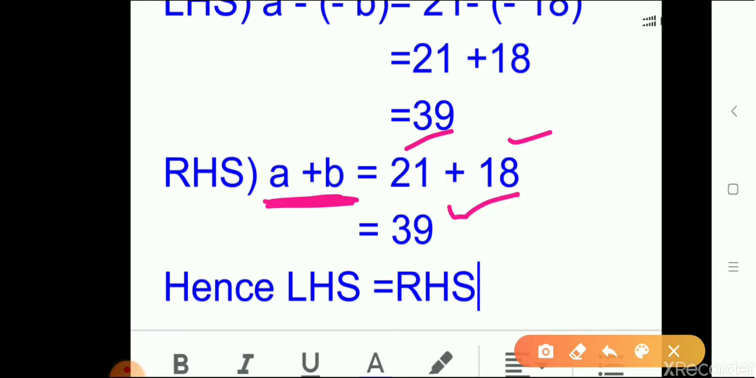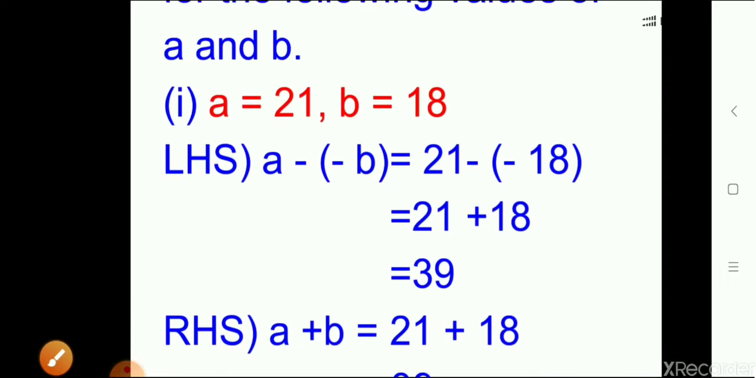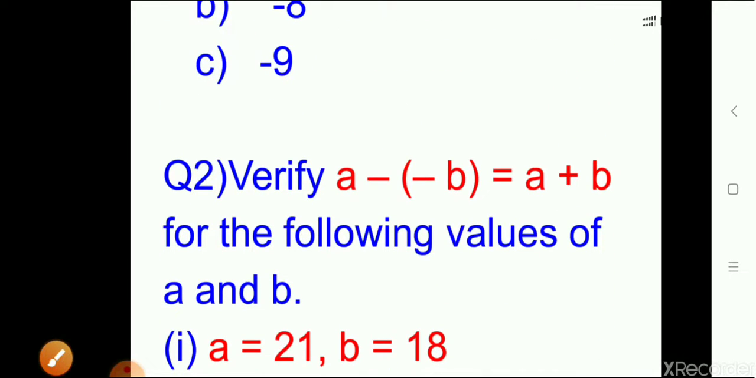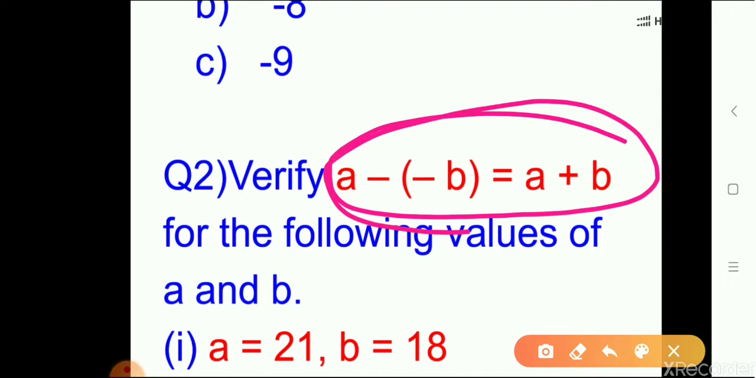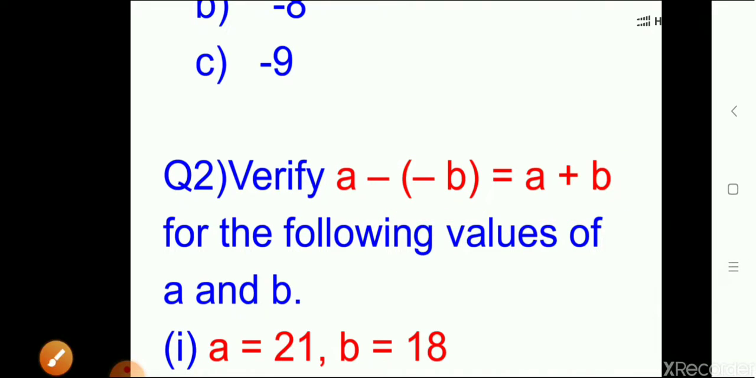So we have seen in both the cases, in LHS and RHS, we are getting the answer 39. So we can say that LHS is equal to RHS. So we have proved that a minus minus b is equal to a plus b. Whenever we are given two negative signs one after the other, we will just multiply them and convert into plus.